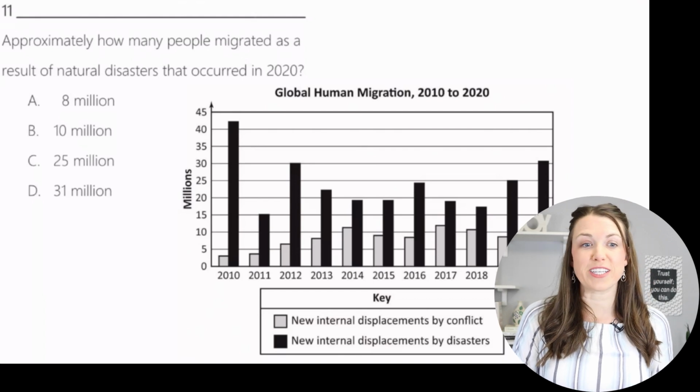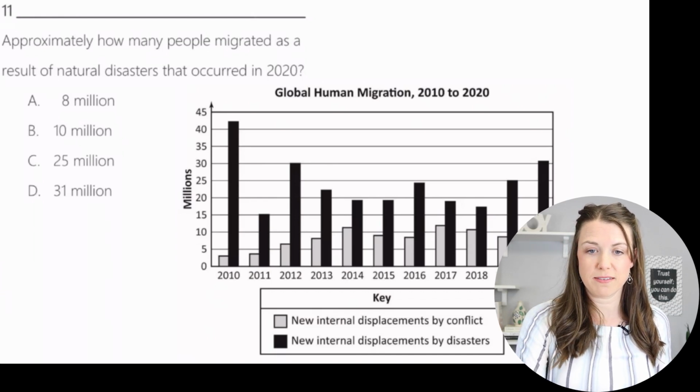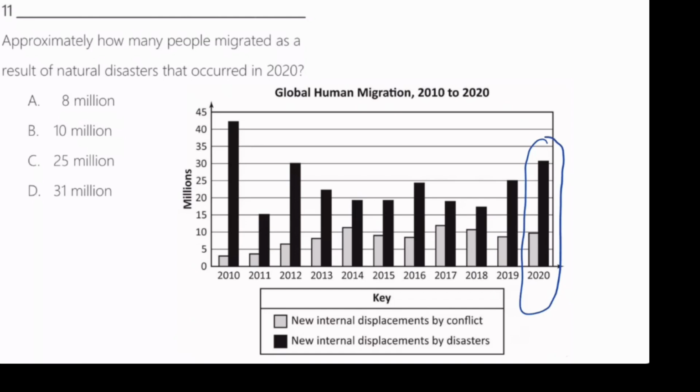All right, so our first question here. Approximately how many people migrated as a result of natural disasters that occurred in 2020? So here we're looking at 2020 right here. And it says natural disasters. So let's find disasters right here. So not conflict. So that's going to be the dark one, right? The black. So if we look right here, it goes on up and then we just kind of bring it over. And it's around 30 million or just a little bit above the 30 million mark. So that gives us D31.